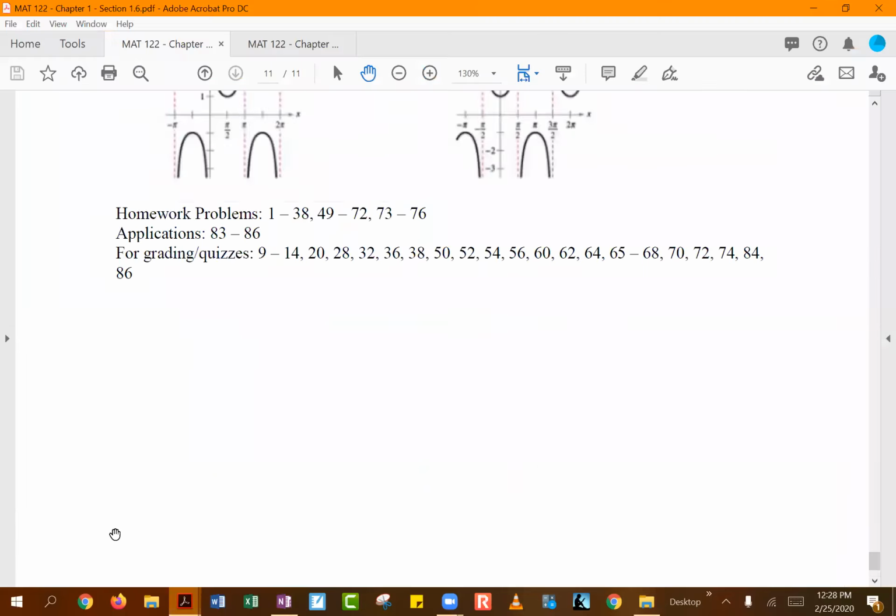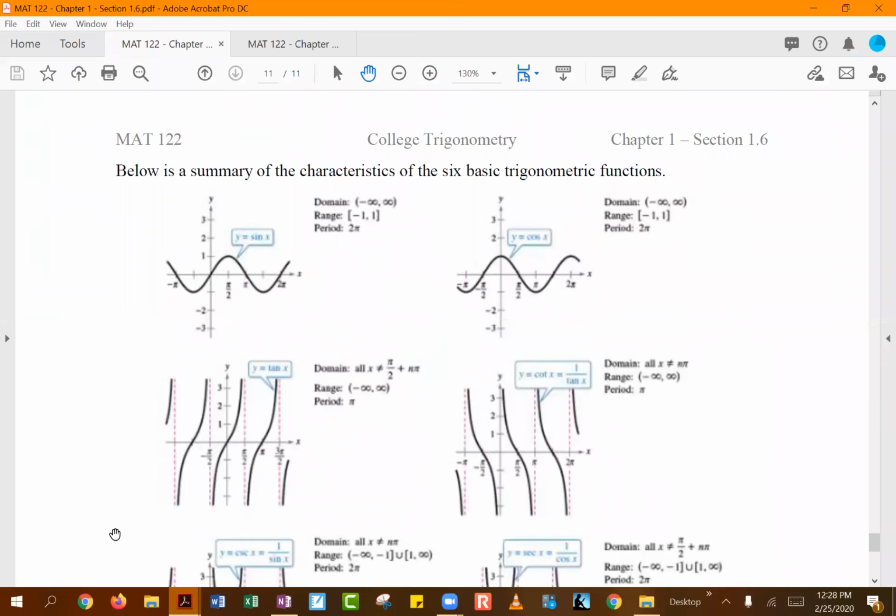All right, and that's about it for 1.6. So any questions on this last example? Are we good to go? Yeah? You think you're ready to take a quiz on this for next class?